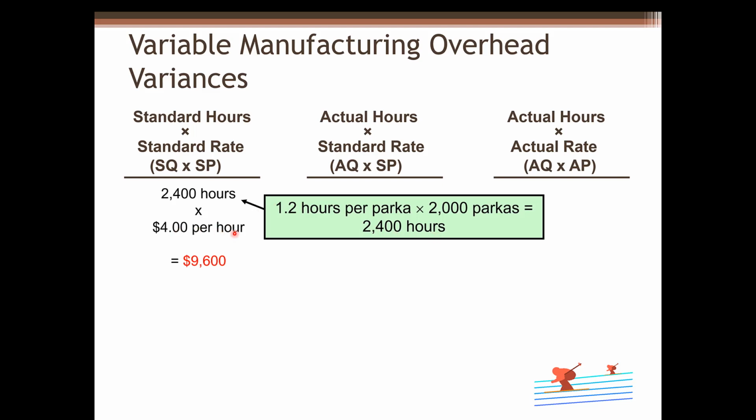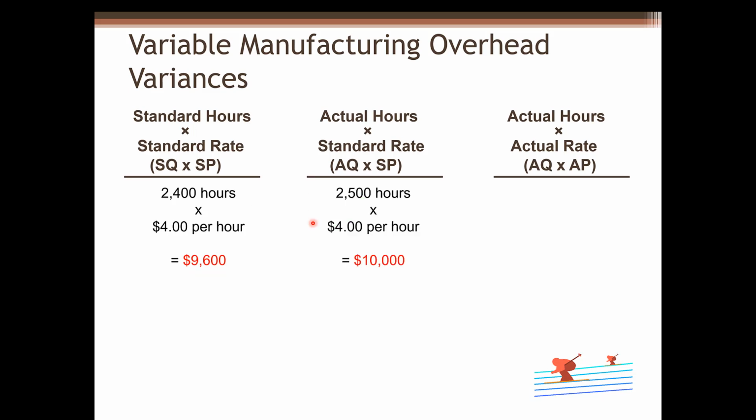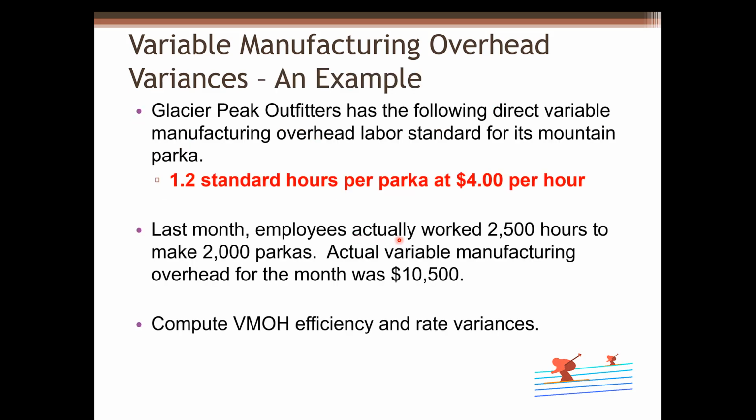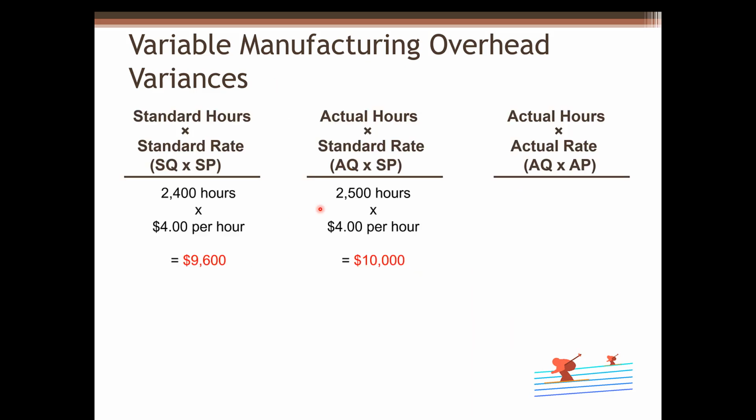Standard rate for variable MO is $4 per hour. So we can calculate 2,400 hours times $4 per hour. Total flexible budget cost for variable MO is $9,600. Column 2, actual hours times standard rate. The question has told us employees actually worked 2,500 hours to make 2,000 parkas. So actual hours, 2,500 hours, multiplied by standard rate, $4 per hour, and we can get $10,000.